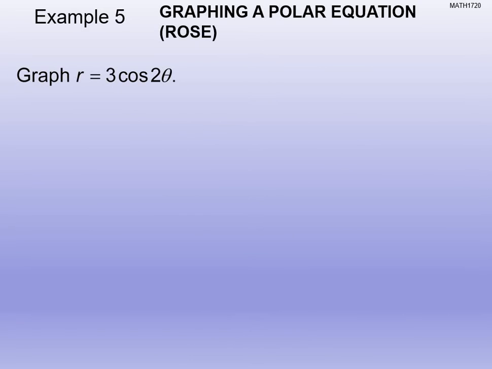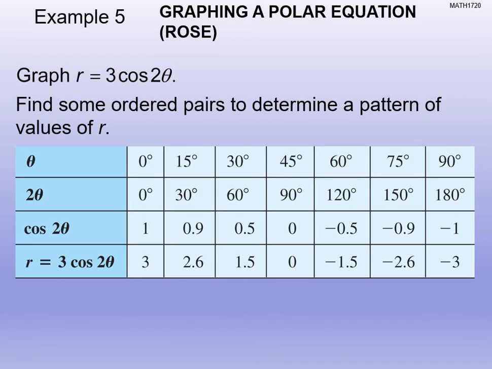Alright, so let's graph the next one here. We have r equals 3 cosine of 2 theta. This is not like the errors on the homework assignment. This is not cosine squared theta. This is cosine quantity 2 theta, so the 2 theta is the argument here. Now what graph are we going to graph here? We're going to graph the roses. This is an equation for graphing the roses.